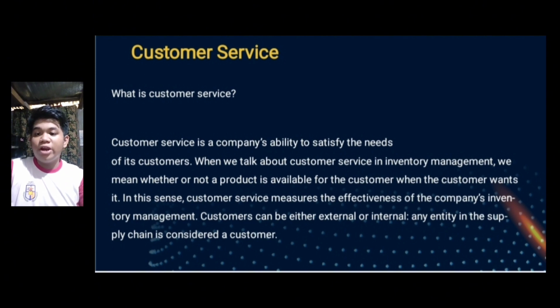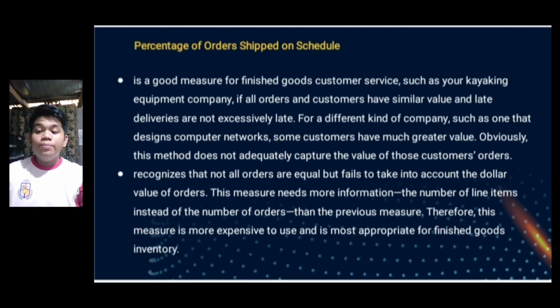Customers can be either external or internal. Any entity in the supply chain is considered a customer. Percentage of orders shipped on schedule is a good measure for finished goods customer service, such as for your kayaking equipment company, if all your customer orders have similar value and late deliveries are not excessively late.